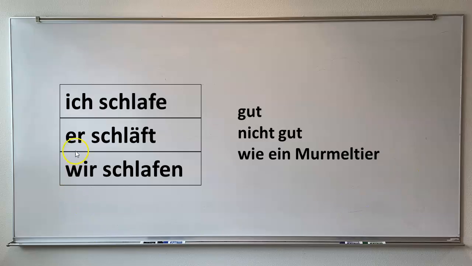Next we have he sleeps, er schläft. If you want to say he sleeps well, just put it all together: er schläft gut. He doesn't sleep well: er schläft nicht gut. He sleeps like a log: er schläft wie ein Murmeltier. Remember, you're literally saying he sleeps like a groundhog, but it means he sleeps like a log in English.